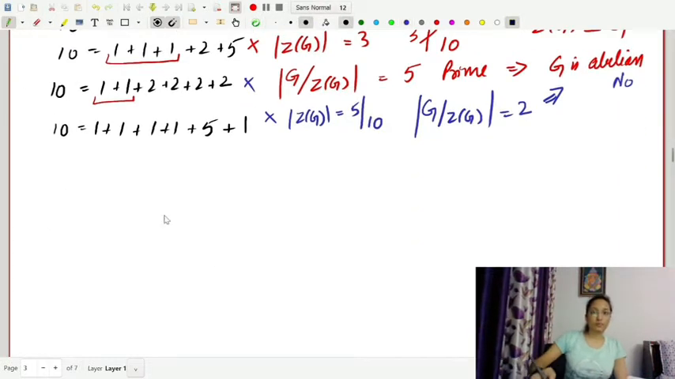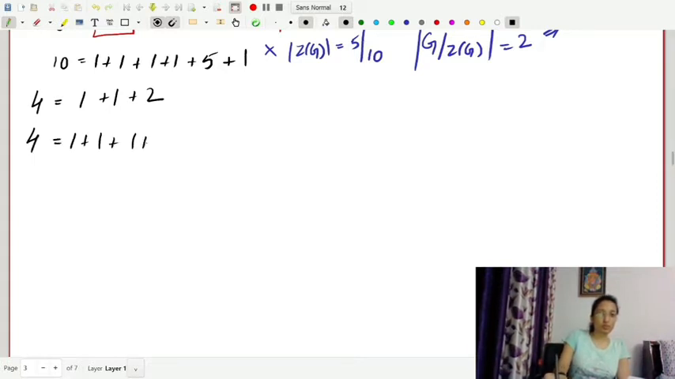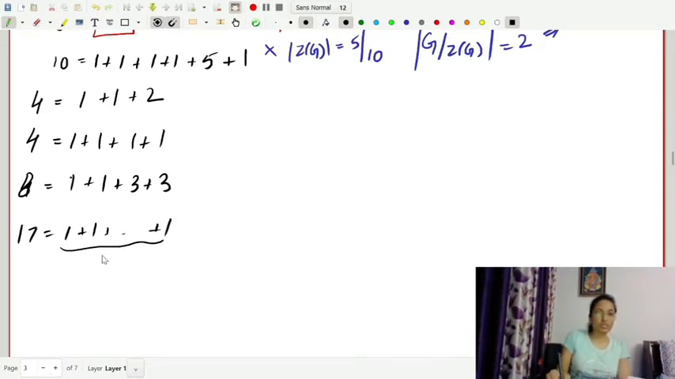Now, another example is 4 is equal to 1 plus 1 plus 2. 4 is equal to 1 plus 1 plus 1 plus 1. 8 is equal to 1 plus 1 plus 3 plus 3. 17 is equal to 1 plus 1 plus 1, 17 times. Now let's see.